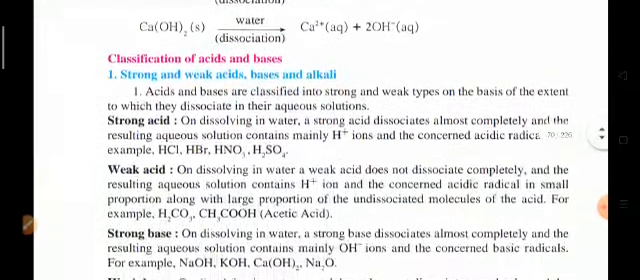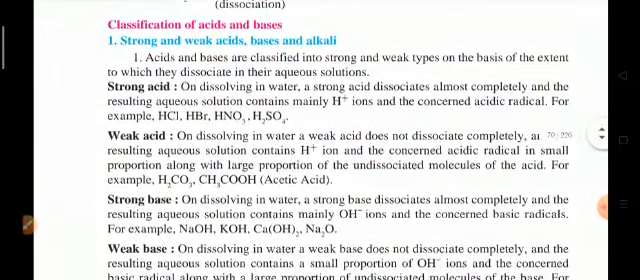Now we'll be seeing the classification of acids and bases. What are strong and weak acids, bases and alkali? Acids and bases are classified into strong and weak types on the basis of the extent to which they dissociate in aqueous solution. What is a strong acid? On dissolving in water, a strong acid dissociates almost completely, and the resulting aqueous solution contains mainly H+ ions and the concerned acidic radical.